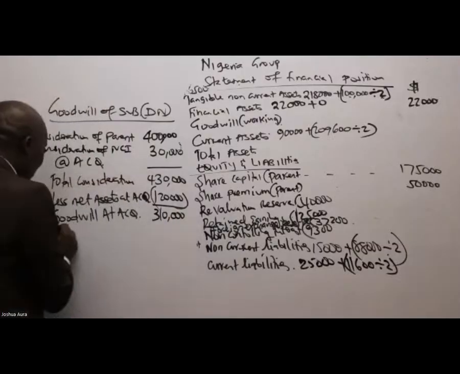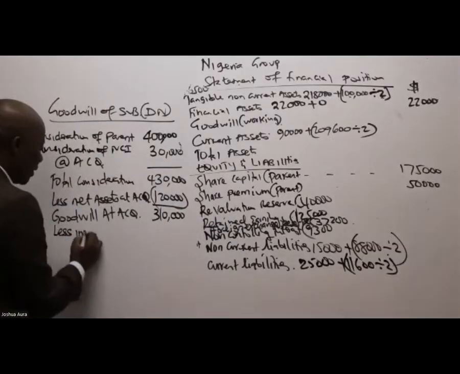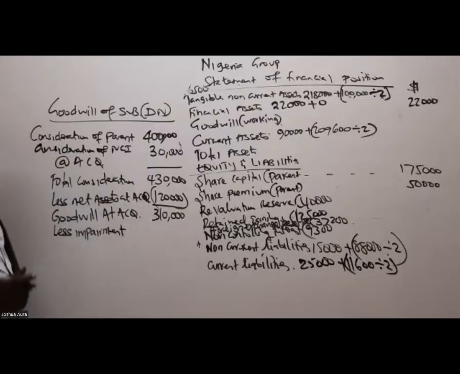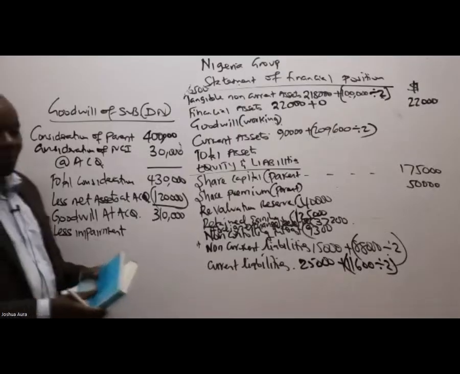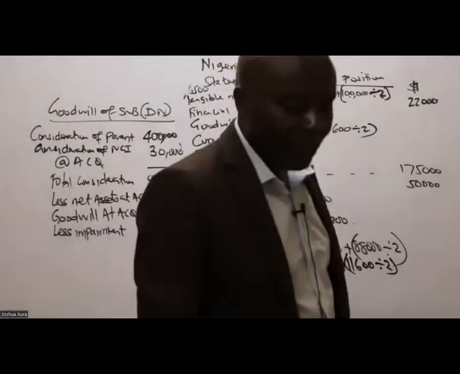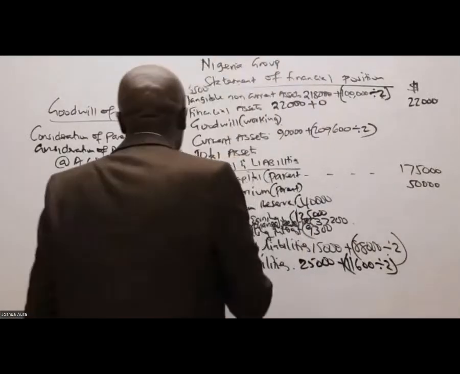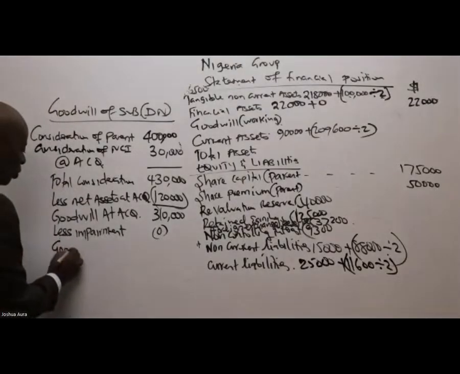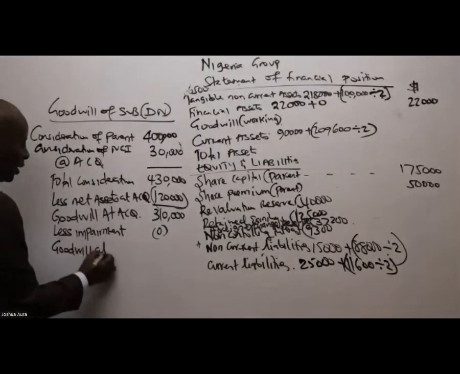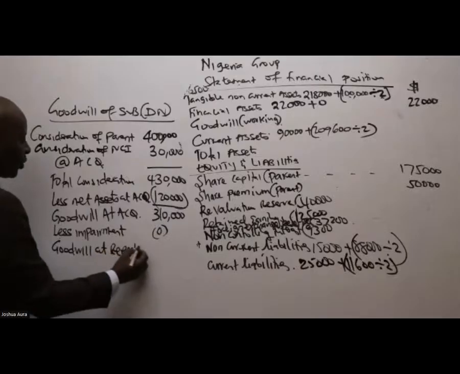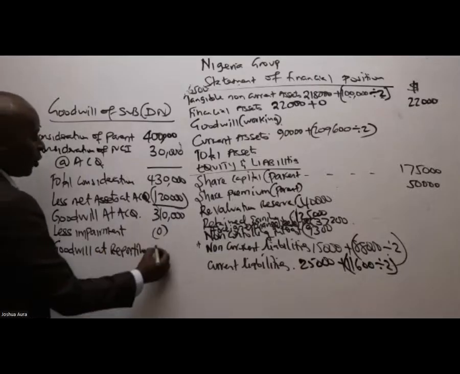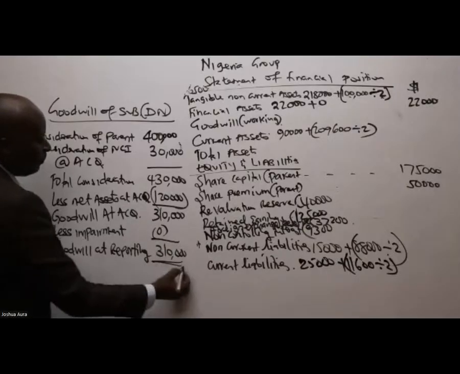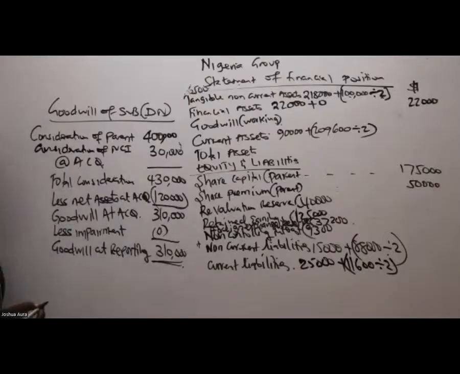So less any impairment. Are you able to see any impairment? Have they given us any policy regarding impairment? No impairment, isn't it? So impairment is 0. And then when you subtract, we get what we call goodwill at reporting. So goodwill at reporting basically will be 310,000.